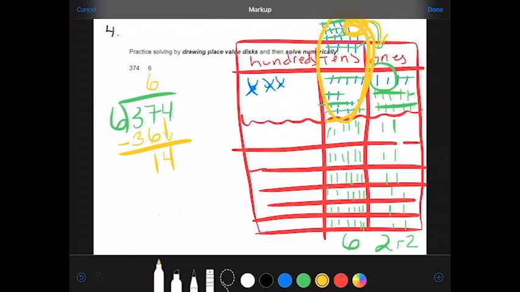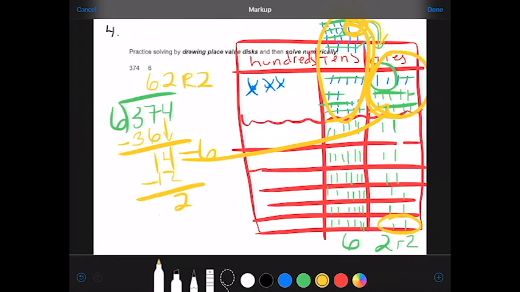I bring down the 4. Here's the 14 that I ended up with in this part of my place value chart. 14 divided by 6 equals 2. Look, that's how many I ended up with. 2 times 6 equals 12. Subtract, you get 2. That's a remainder of 2, which is the same remainder I ended up with up here.